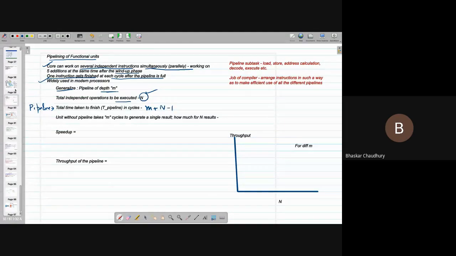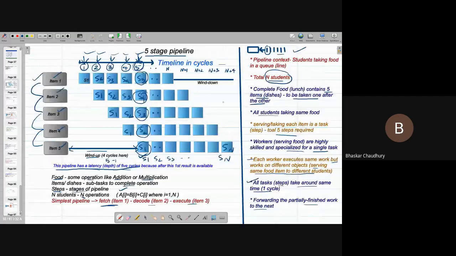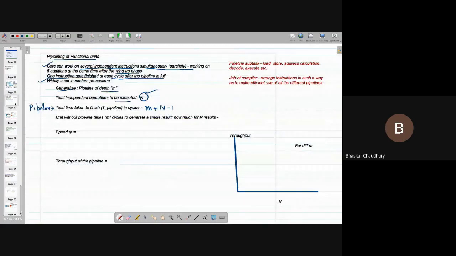So that we can see from this picture here. You can see that n cycles you will anyway take, and then you are taking 4 cycles extra. So 4 is nothing but 5 minus 1, that is m minus 1. So you will take n cycles plus m minus 1. That is what you are going to take if you have a pipeline.